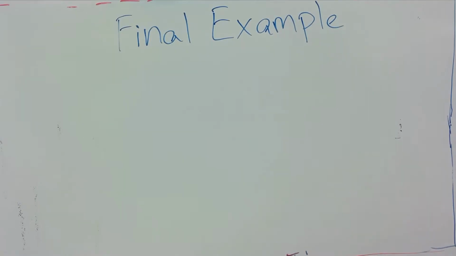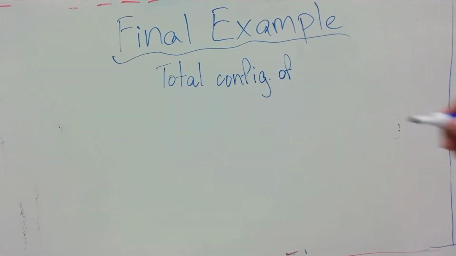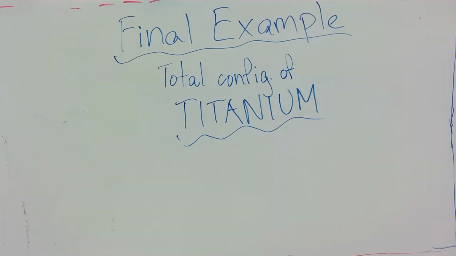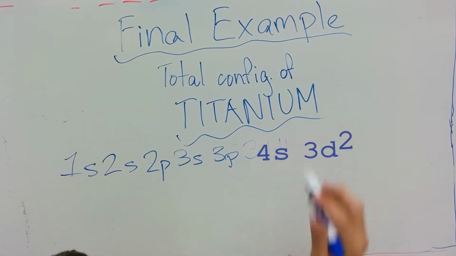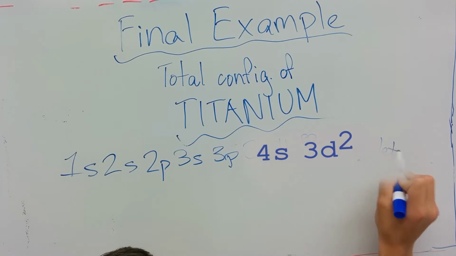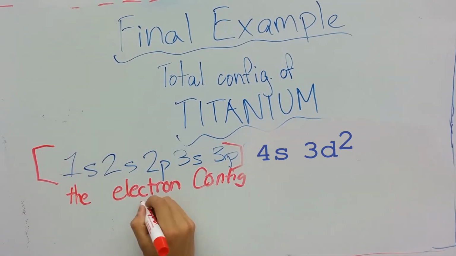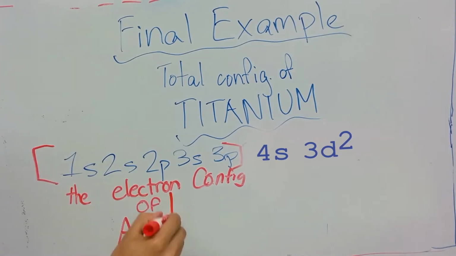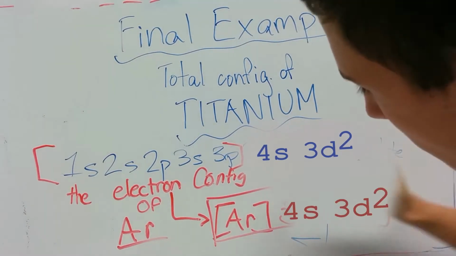Finally, let's find the complete electron configuration of titanium. By looking at the periodic table and using our 3 rules, we can see that the final result is 1s2, 2s2, 2p6, 3s2, 3p6, 4s2, 3d2. This can also be abbreviated by replacing the beginning with its closest noble gas, argon, to get the configuration argon 4s2, 3d2. And that's electron configuration.